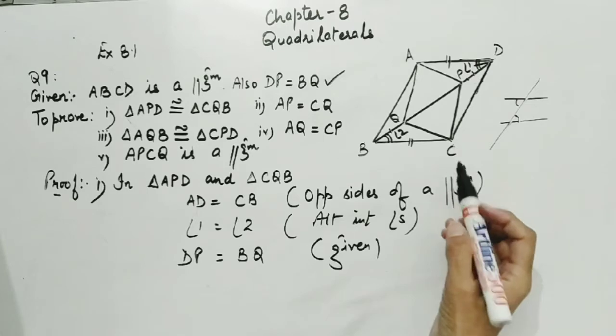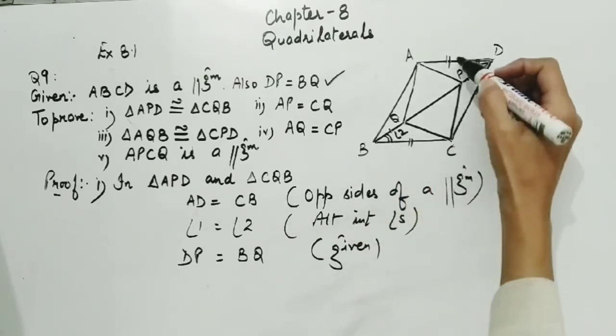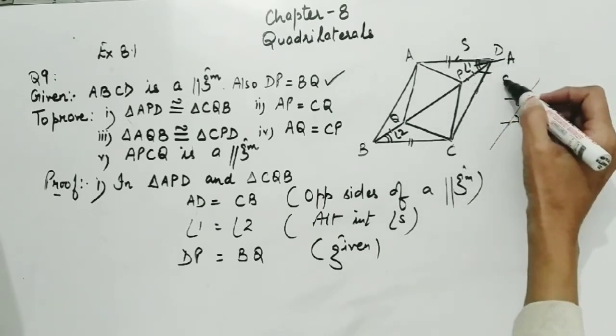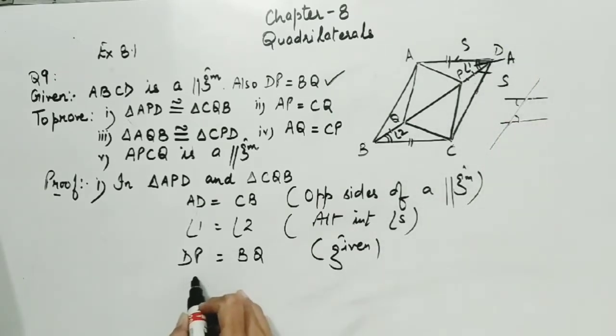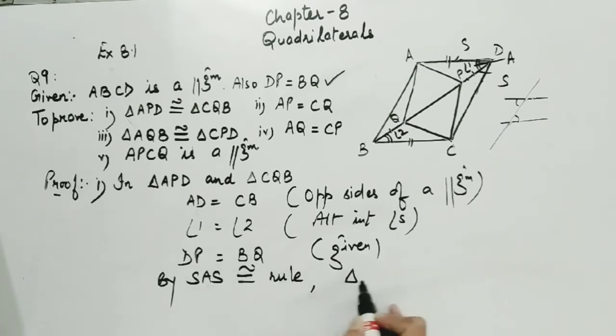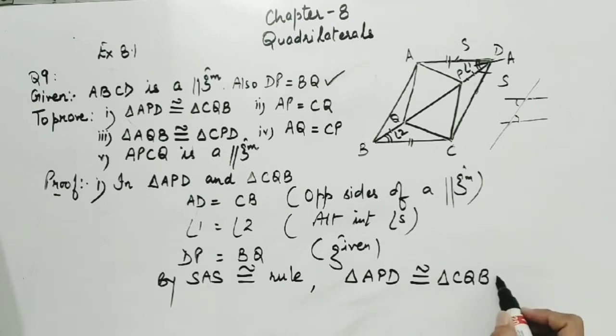Which rule is it? We took a side, then there was an angle, then another side. So by the SAS congruence rule, triangle APD is congruent to triangle CQB. So your first part is done.